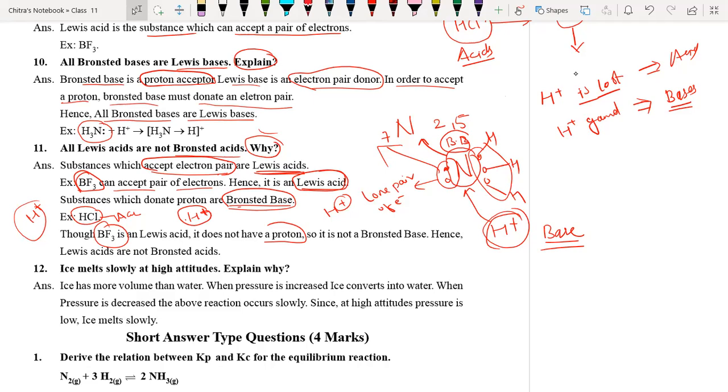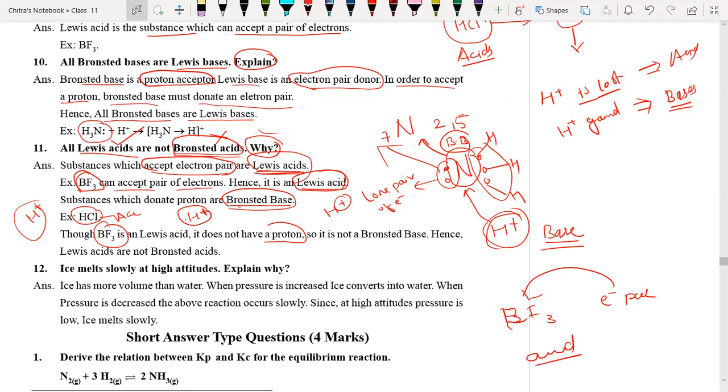See, substance which accepts an electron pair is called a Lewis acid. And we are discussing that Lewis acids are not Bronsted acids. Why? Because it does not have any H positive ion to donate. That's why it can act as a Lewis acid, but not a Bronsted acid. This is the reason. BF3, B means boron, has the capacity to accept an electron pair, so it is acting as the acid.